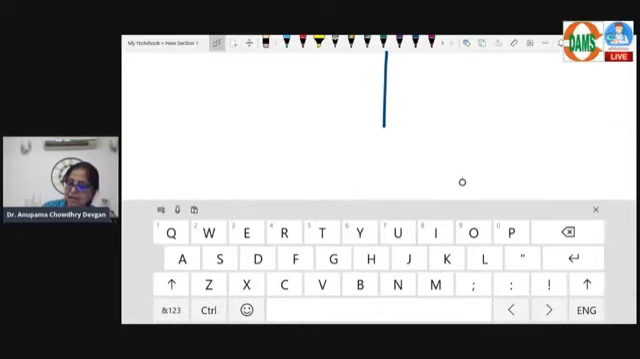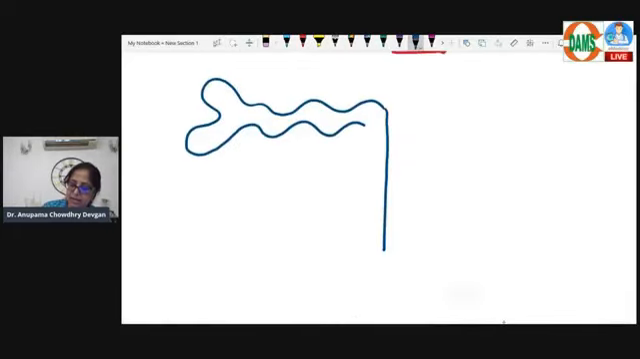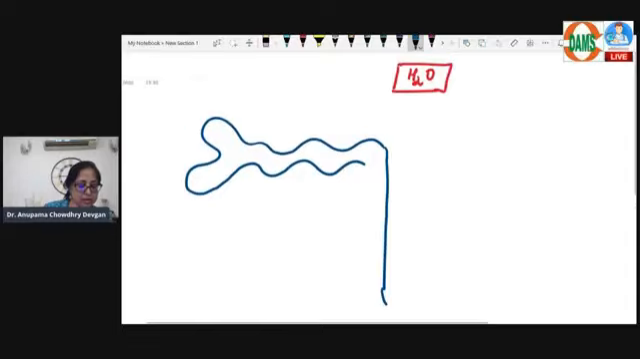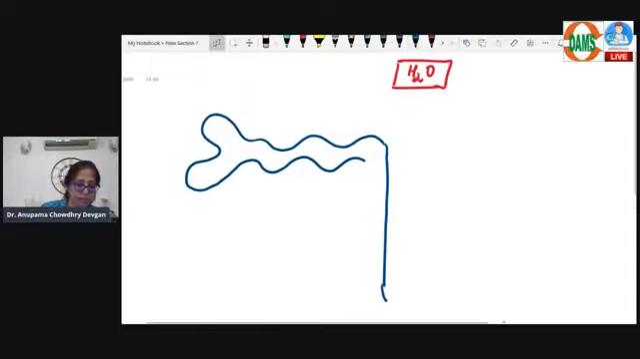Harshita, what are you writing, beta? Harshita, I said plasma concentration beyond which, if the glucose concentration in plasma is more than 180, then glucose will appear in the urine. Okay? What happened? What are you writing?